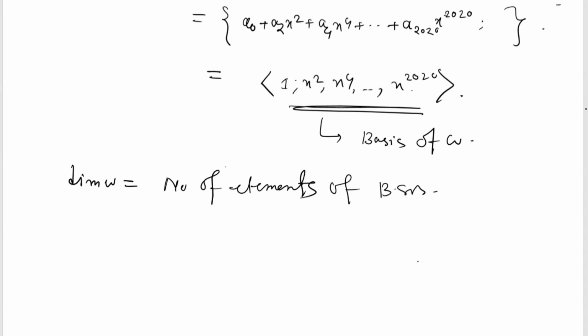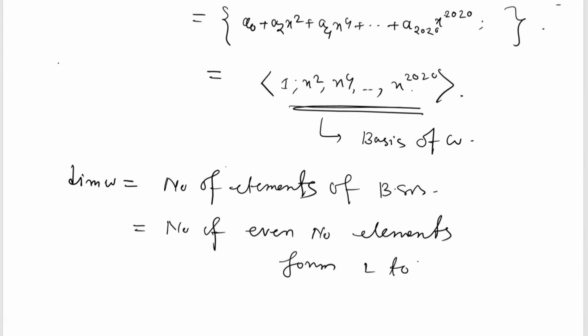So here that is equal to the number of even number elements from 1 to 2020, and plus 1 because of this constant term 1.